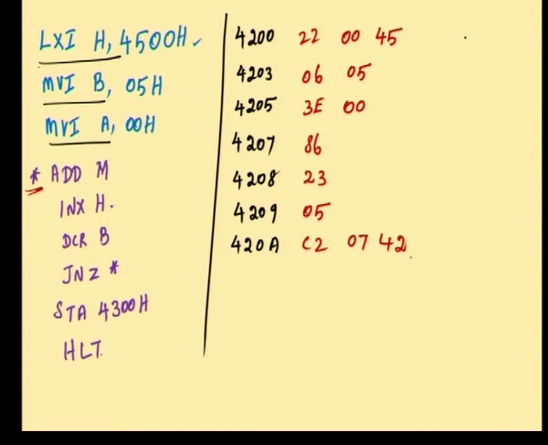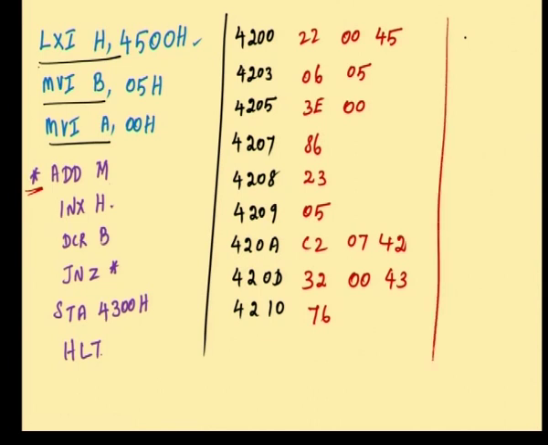So A, B, C. So the next address is 420D. So here I have to store the result. STA is 32. The address is first the lower byte 00, then 43. So you take 3 addresses, right, D, E, F. So the next address is 4210. Here I have to give the opcode for halt, which is 76. Okay. This is the way of conversion. Now this opcode will be entered into the kit and we will check whether the answer 14 comes.